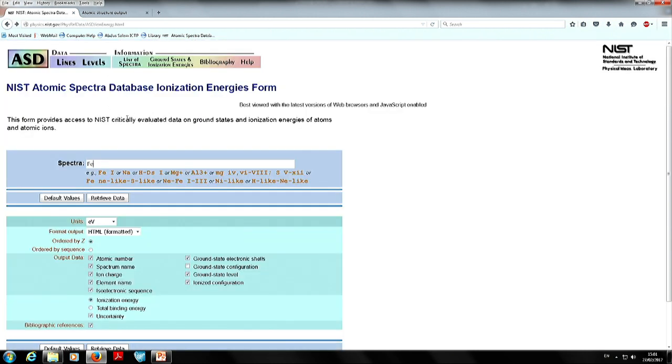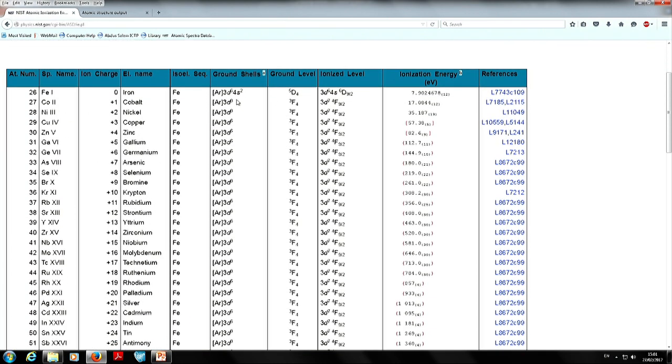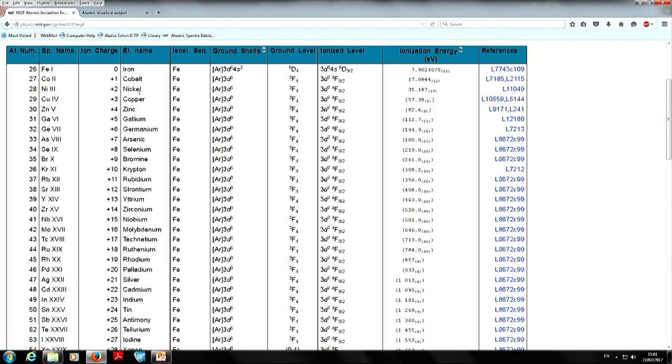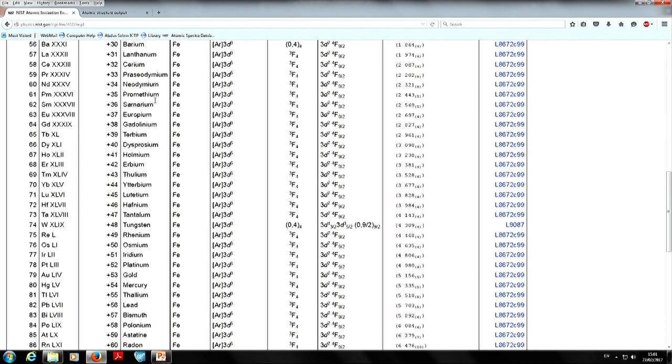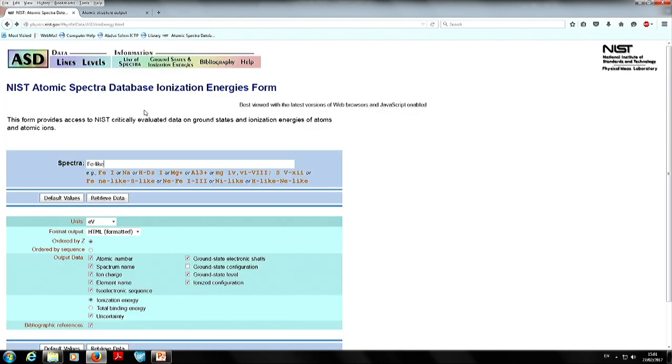If you want to look at what's available not for iron, but for all iron-like ions, you just, I think, do iron-like, and then you get everything with the same number of electrons: for neutral iron, singly ionized cobalt, doubly ionized nickel, and so on and so forth. So this is the kind of database that many atomic spectroscopists use regularly, but also many plasma spectroscopists, those who work with atomic spectra and plasmas, because they really contain a lot of information.